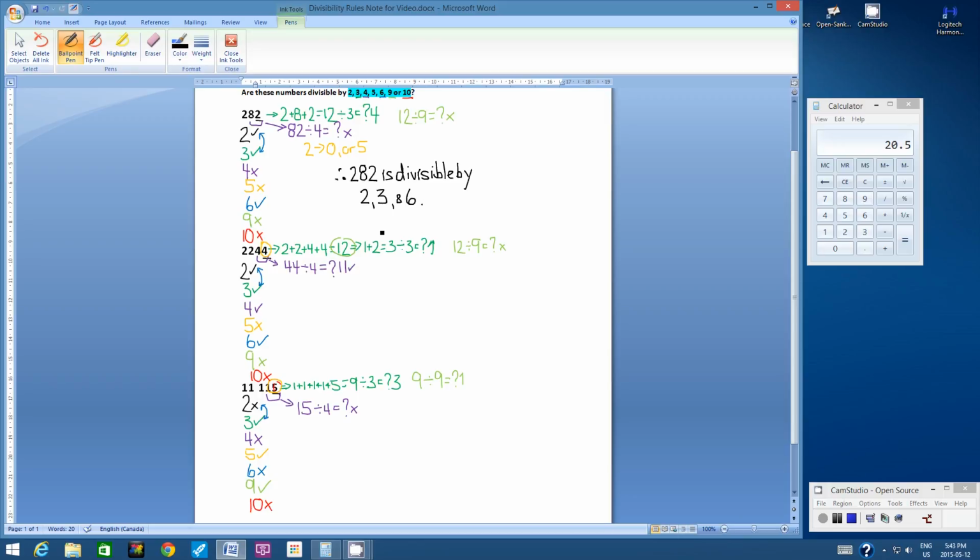Hopefully you've got the rules down. You've got them in your own words. You just need to memorize them. And you can continue on to part 2, the practice section, on your divisibility rules note.